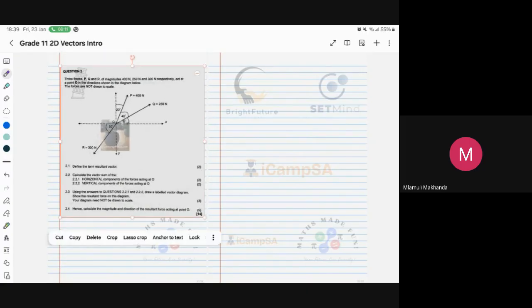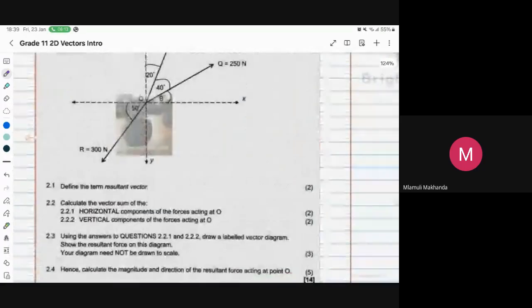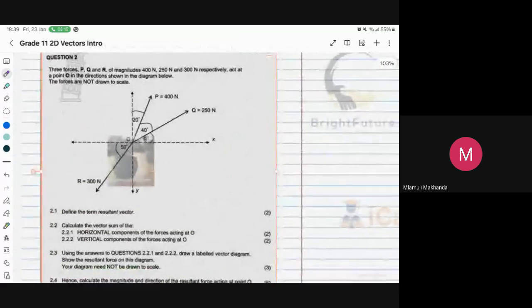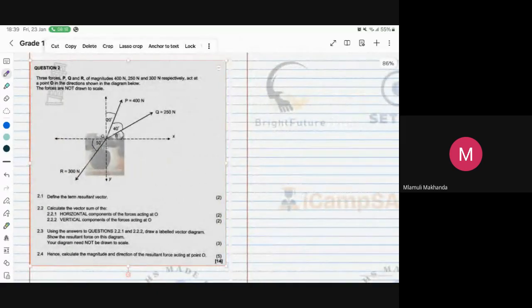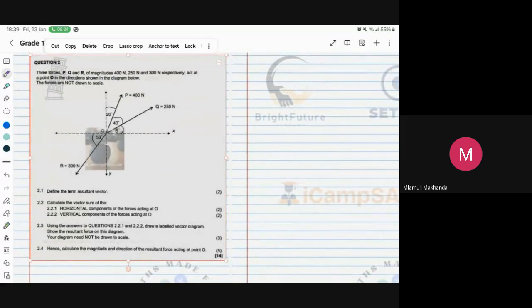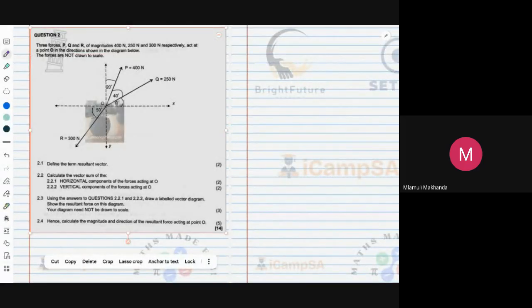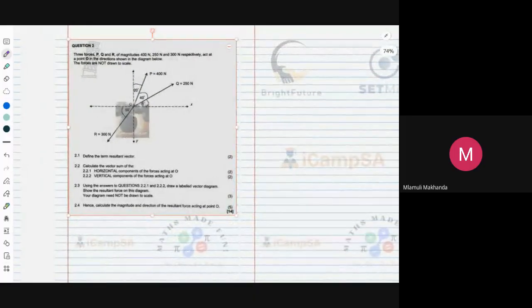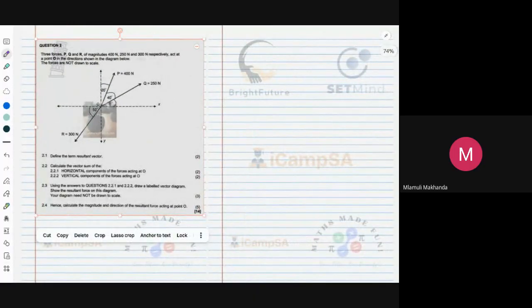Yeah, this is the homework I gave you. I think someone asked me about the method of determining a vector's direction using bearings. If you are in this call, just let me know if you still need an explanation on that.